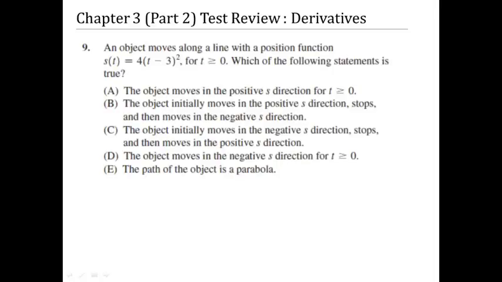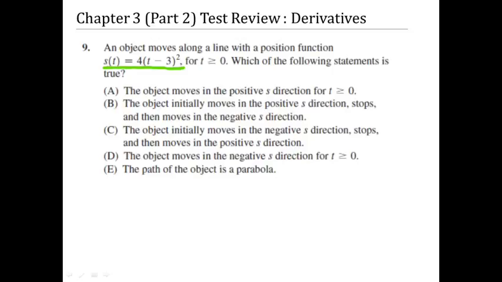In this video, we're going to look at some of our multiple choice questions on our test review for part 2 of chapter 3. Question number 9, an object is moving along a line and it has the position function s of t is equal to 4 times (t minus 3) squared. Which of the following statements is true?